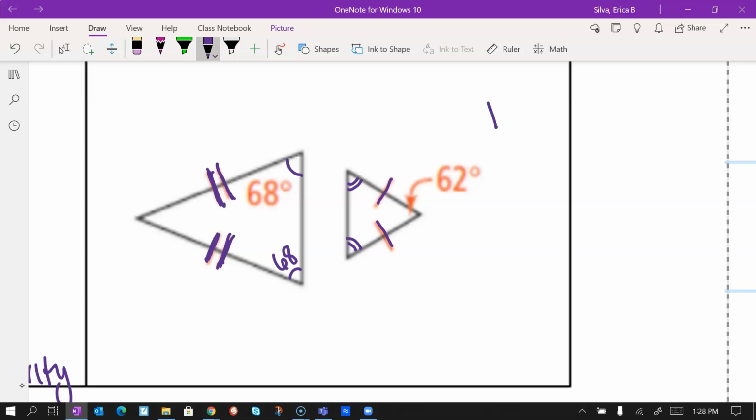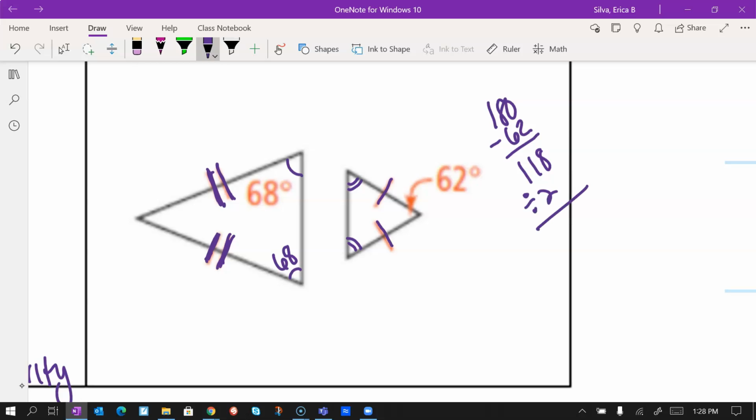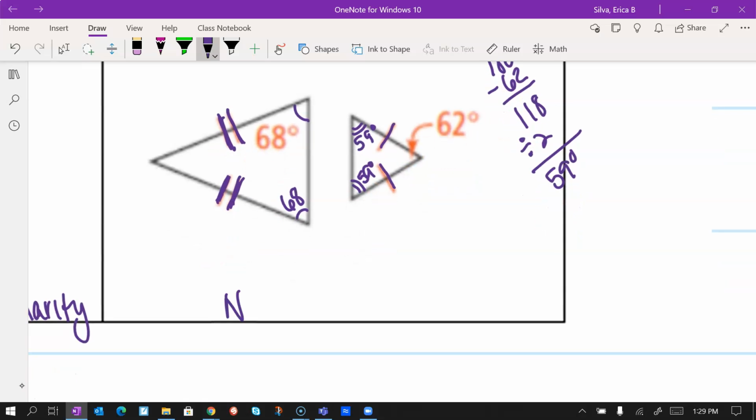Right, so good job, Josh. He says to subtract 62 from 180, which gives us 118. Perfect, Eva. So then now Eva says that we want to divide that by 2. So when we divide it by 2, we get 59 degrees, which means this angle is 59 and this angle is 59. So what can we tell about these triangles? Are they similar? Absolutely not. So these triangles are not similar because angles are not congruent.